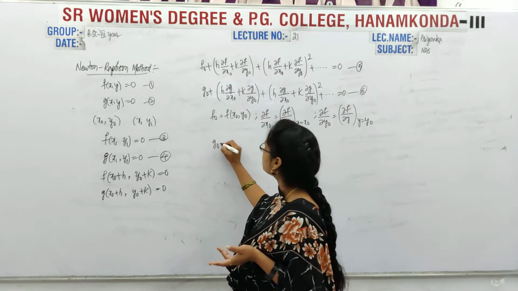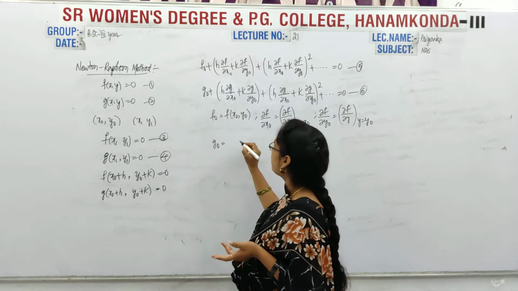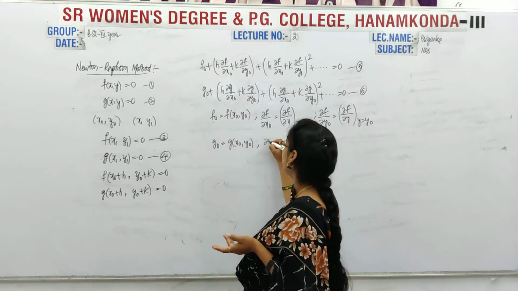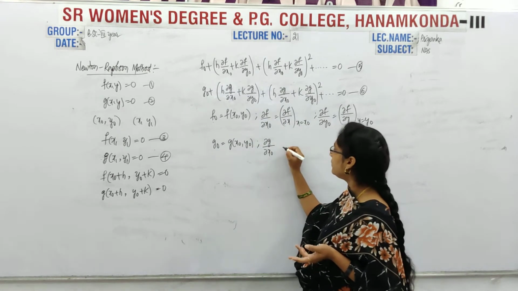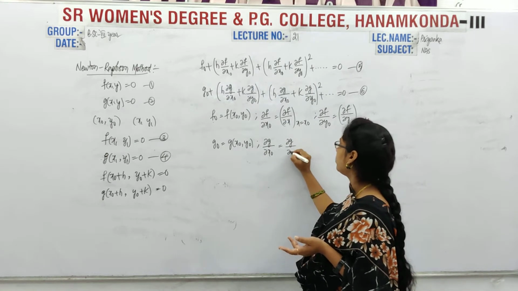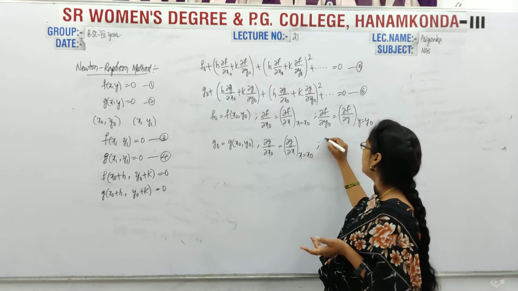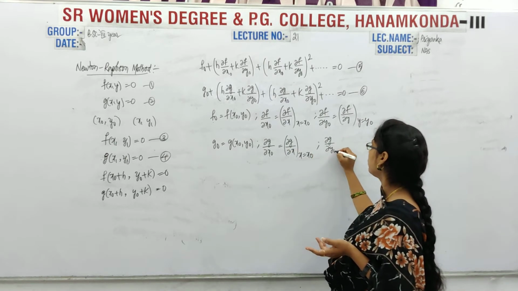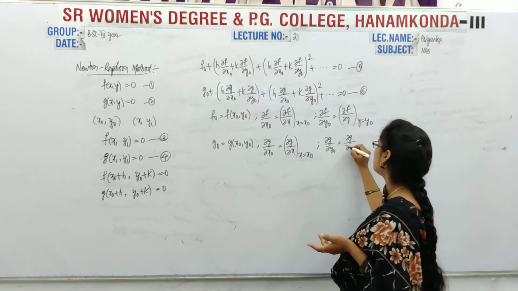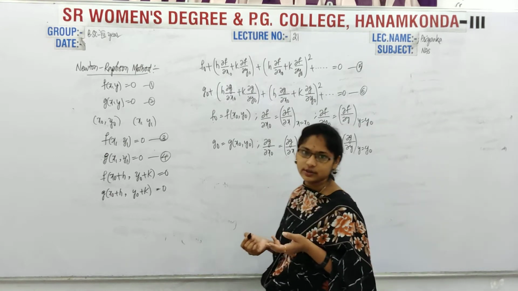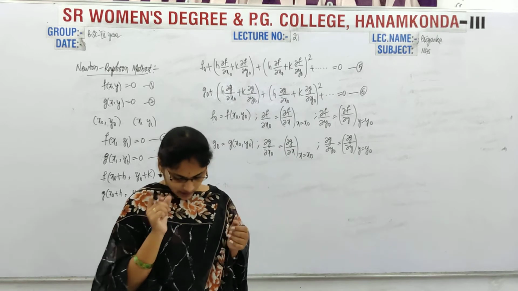Next, g naught means in the function g we have to put x naught comma y naught. Then dou g by dou x naught will be dou g by dou x at x equal to x naught. Next, dou g by dou y naught is equal to dou g by dou y at y equal to y naught.